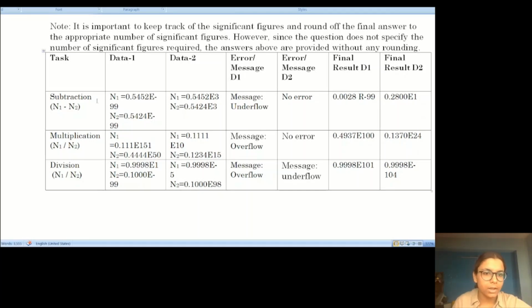And so you can see that firstly I did the subtraction, secondly I did the multiplication, and thirdly I did the division.